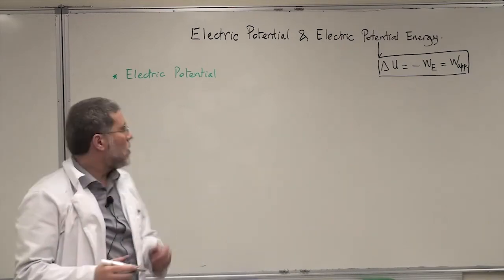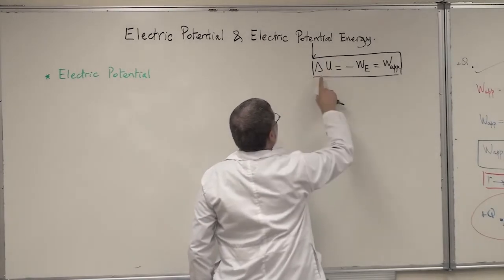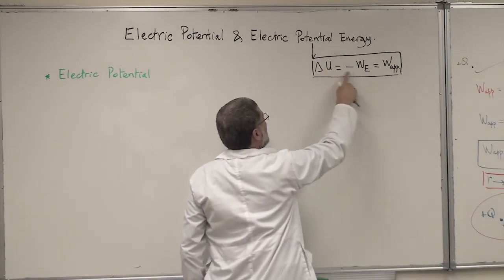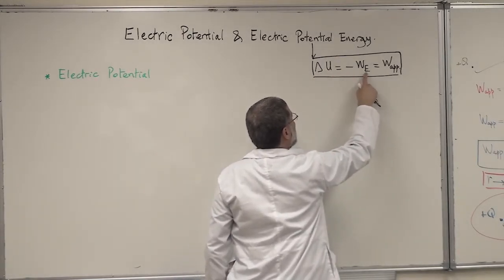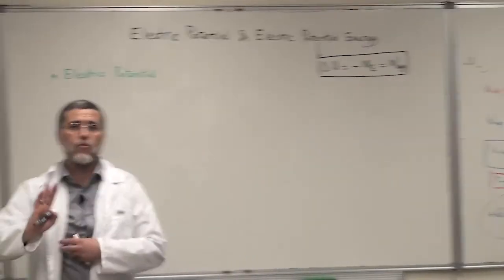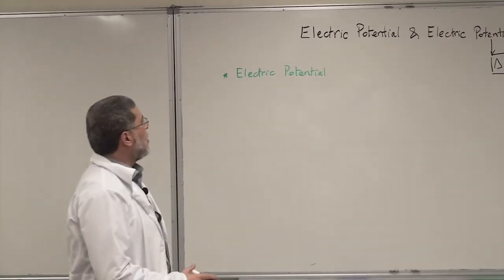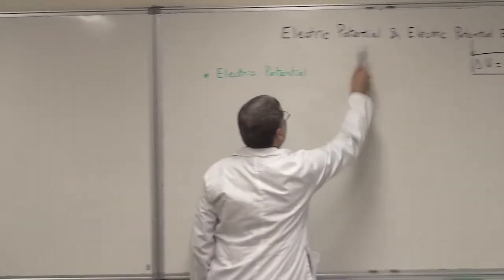Okay, so in summary, the change in electric potential energy is equal to minus the work done by the electric force, which equals the work done by the applied force. This is an important concept that you have to remember, memorize, and know how to use. Now let's move to the second part, which is electric potential.